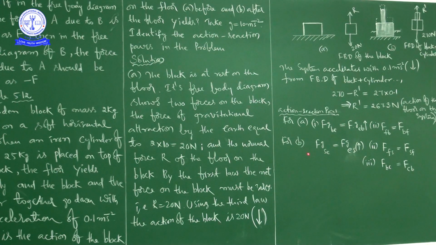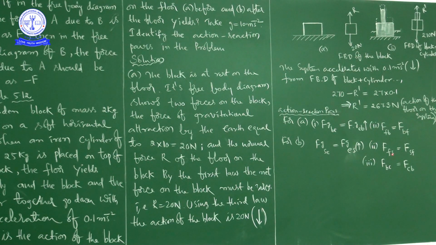Now I am going for B. See this, this is B. So here the first action reaction pair is the force of gravity on the system by the earth. It is action, and the force of gravity on the earth by the system is reaction, right? It is one action reaction pair.